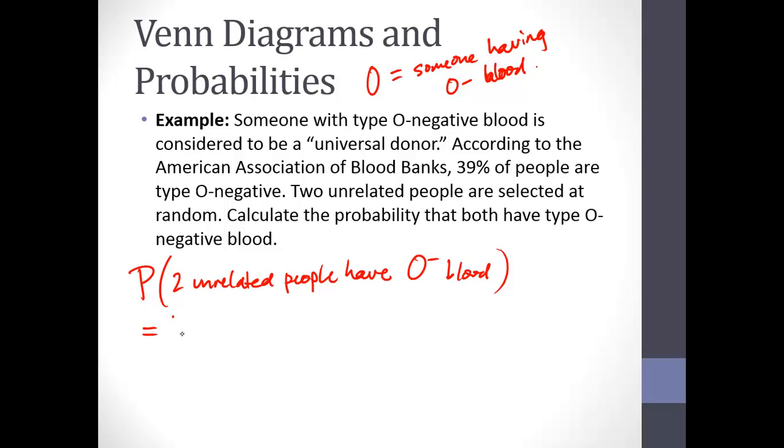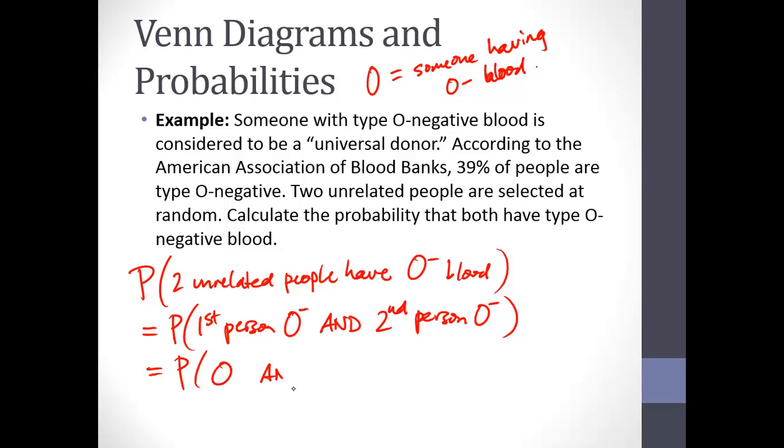So what this is equal to is the probability that the first person has O negative blood and the second person is O negative. Again, I'm trying to put it in a phrase that uses things like "and" or the conditional bar. Using my notation, this is the probability of someone having O negative blood and someone having O negative blood. So I'm going to use my special case, my independence rule.